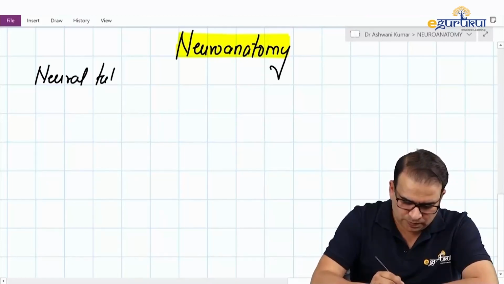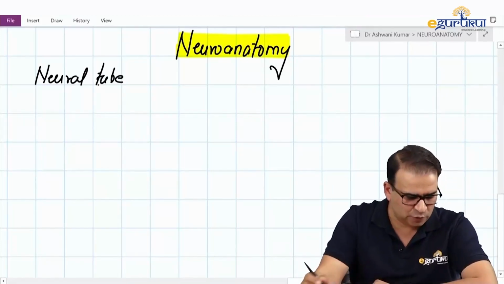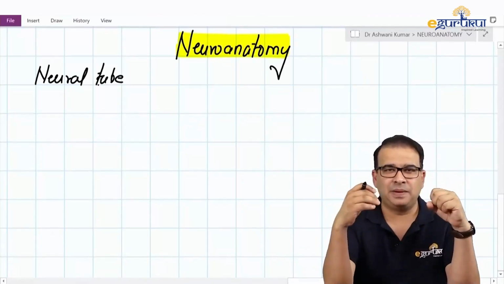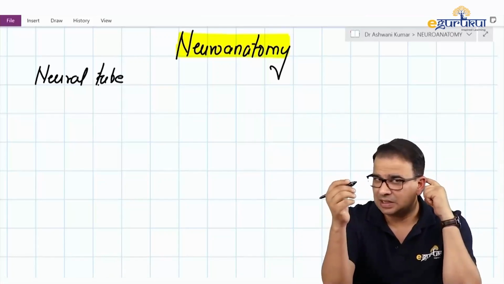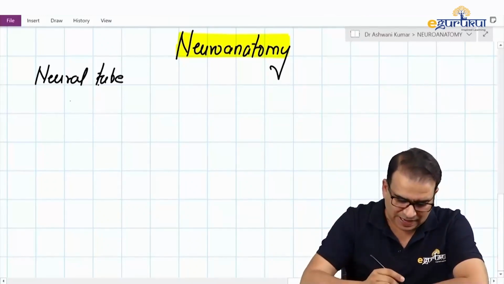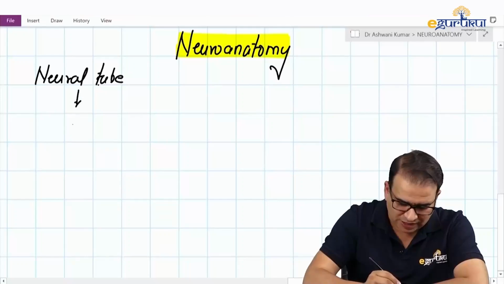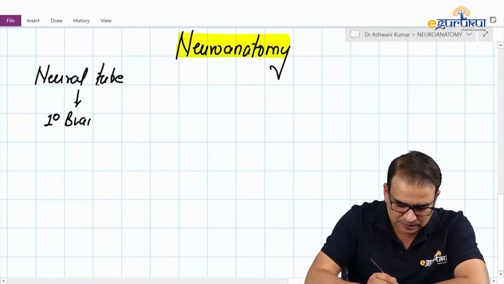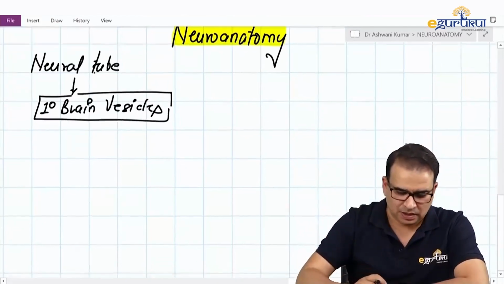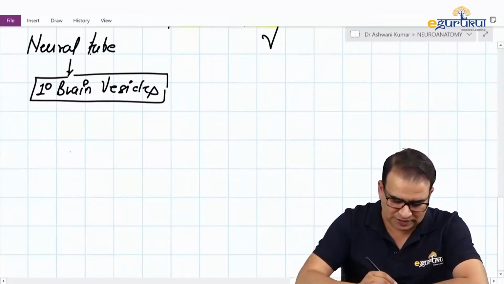The neural tube, well, we talked about the neural tube in head and neck also when we said the neural tube will divide into the alar plate and basal plate by the sulcus called the sulcus limitans. But this time we are looking at a neural tube in the more cranial part, and that neural tube in the more cranial part will give rise to the brain vesicles, and we call it the primary brain vesicles. So you see regional dilatations in the neural tube, which are called the primary brain vesicles.